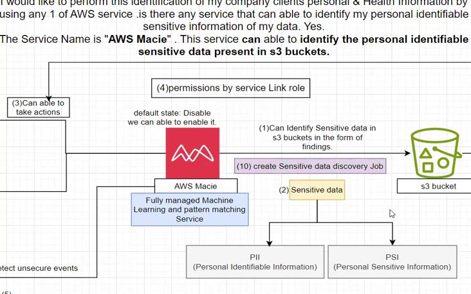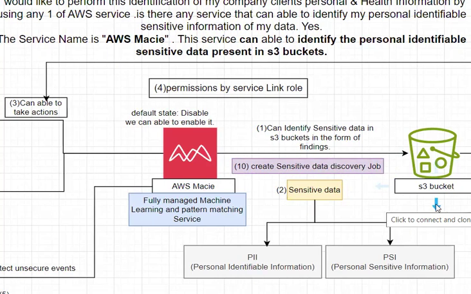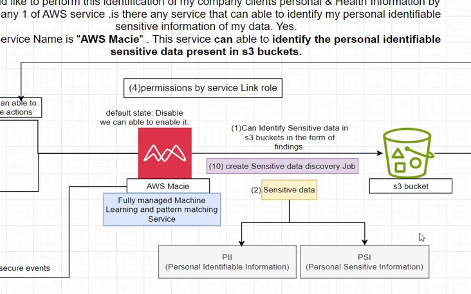After creating the sensitive data discovery job, we need to run it. When we run this job, it allows you to analyze the objects stored in your S3 bucket for sensitive content and sensitive information. By using these sensitive data discovery jobs, you find the sensitive data present in your S3 bucket.